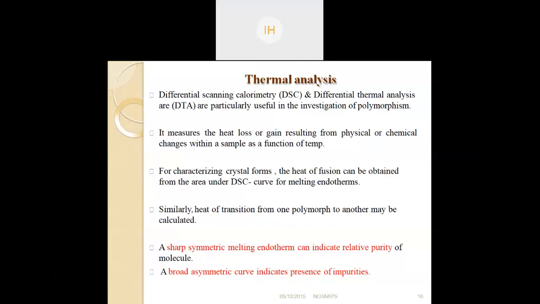Sir, your voice is not clear, sir. Do you have any query about the DSC apparatus, thermal analysis? Thermal analysis. Do you have any query?